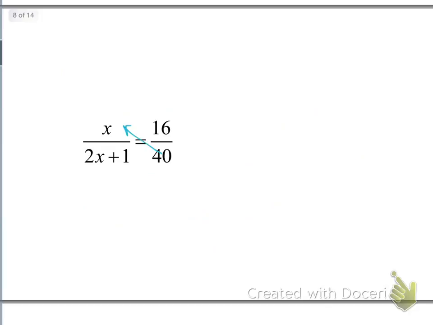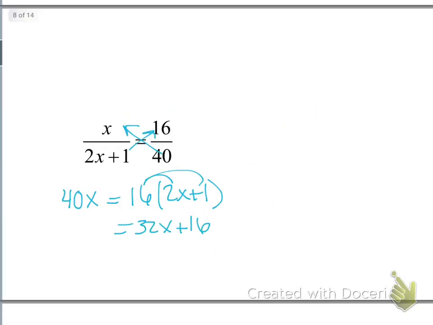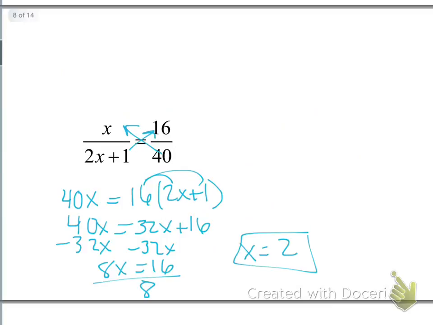Okay, so this time we got 40x equals 16 times that whole bottom side. So when I distribute, I should get 32x plus 16. We need our x's on one side, so we're going to go ahead and subtract this over to get 8x. Divide by 8 to get rid of it, so x is equal to 2 this time.